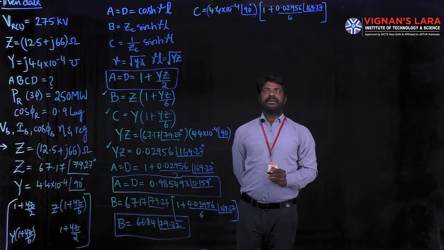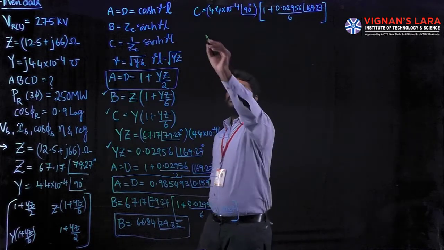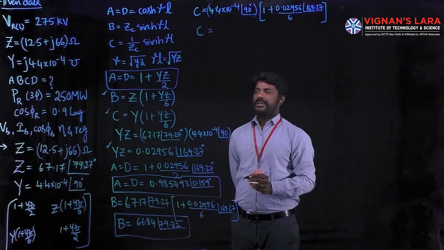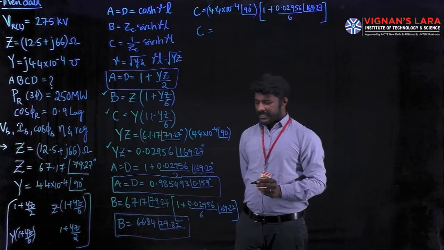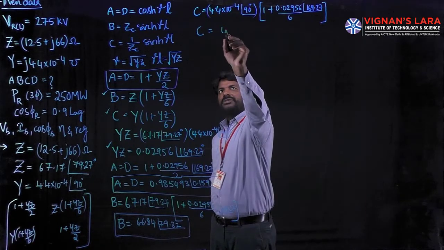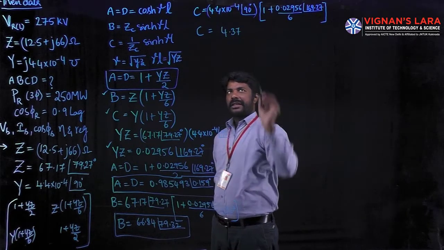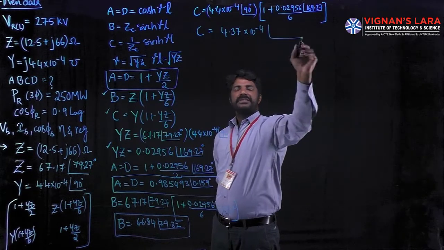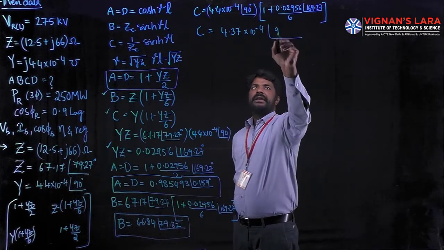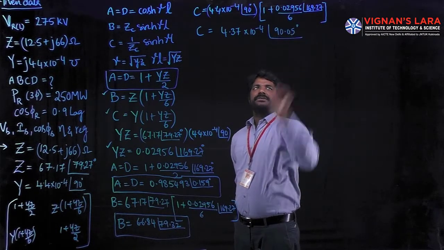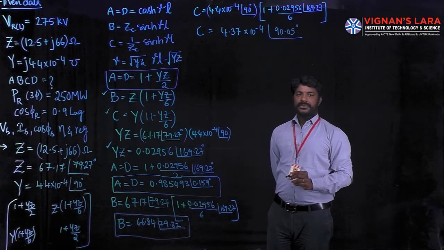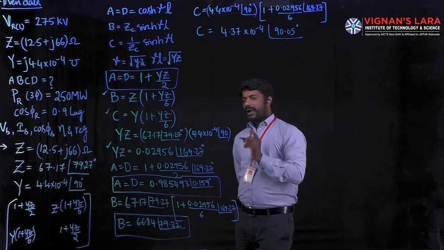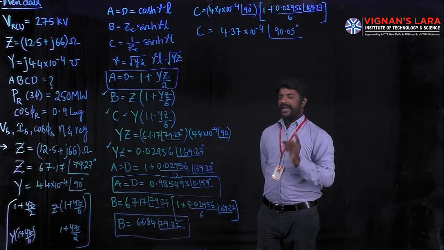Simplifying in the calculator, you will get the magnitude of C to be approximately equal to the Y value, as per our previous discussion. Once you verify in the calculator, what is the value you are getting? 4.37 into 10 power minus 4, with an angle of 90.05 degrees. Okay, so this is the C value. So finally we got the constants called ABCD values.